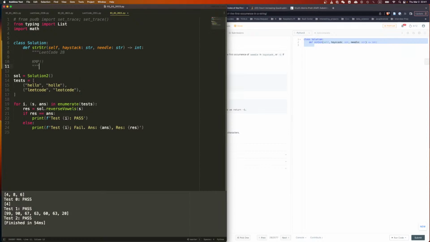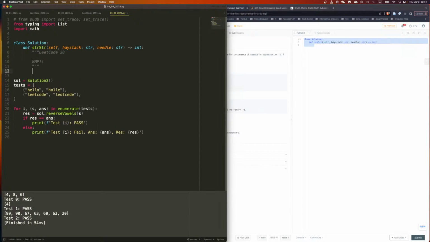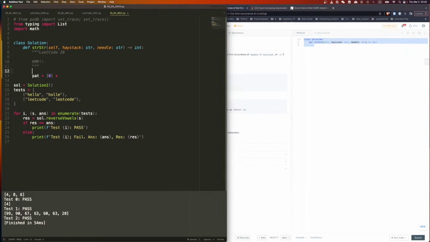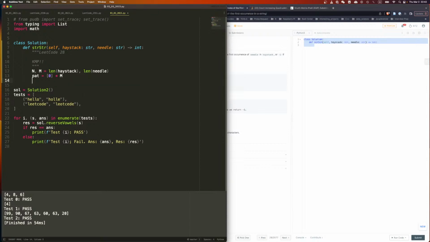KMP. All right, so pattern. We need to find a pattern. The pattern is going to be a pattern, pat. We can say haystack is n, needle is m. Okay, len haystack, len needle. So it's n times m. Okay, this is the pattern.